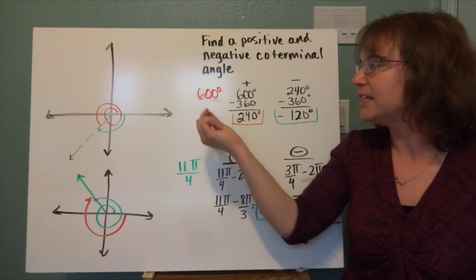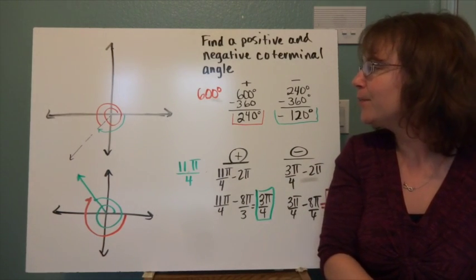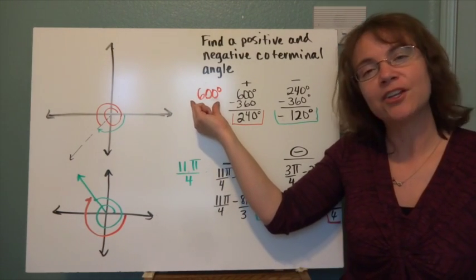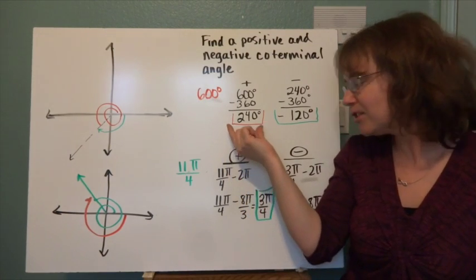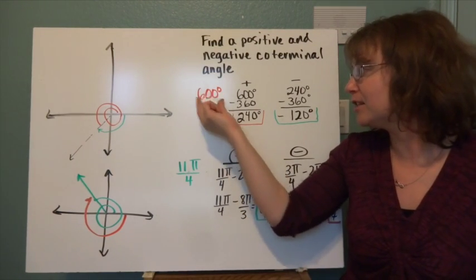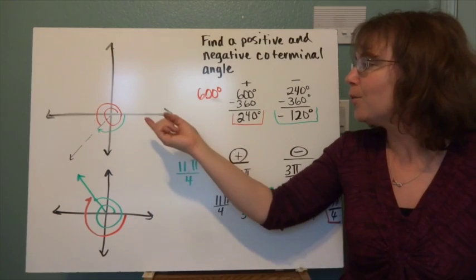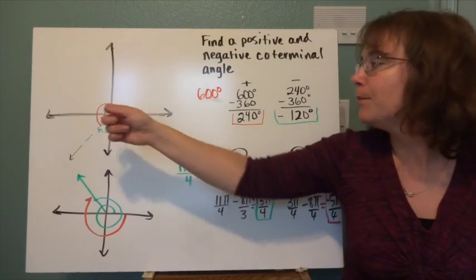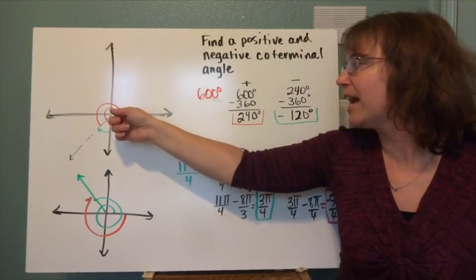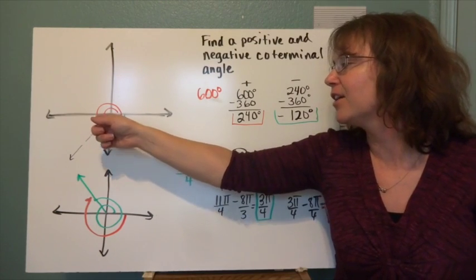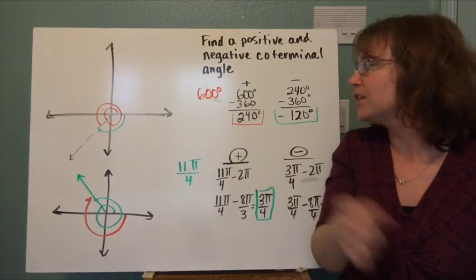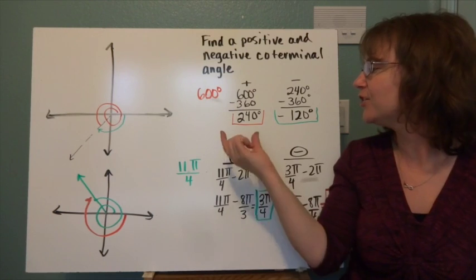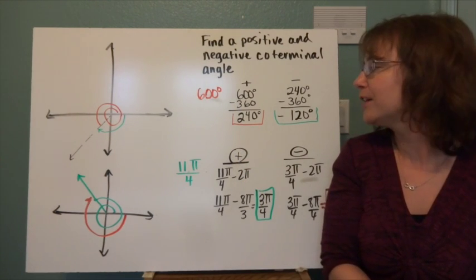So 600 degrees, if we want a coterminal angle, well, if we subtract 360 degrees, we're still going to get a positive number because 600 is so much bigger than that. So we can actually go back around, we can subtract it and end up back here right at the same place. So 600 degrees minus 360 degrees gives us 240 degrees.